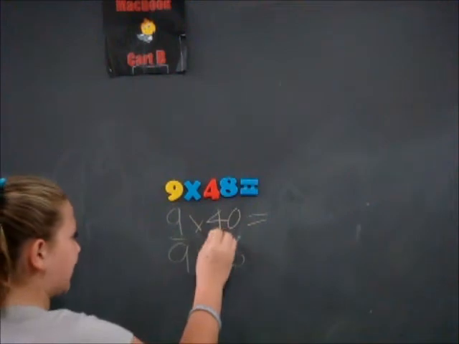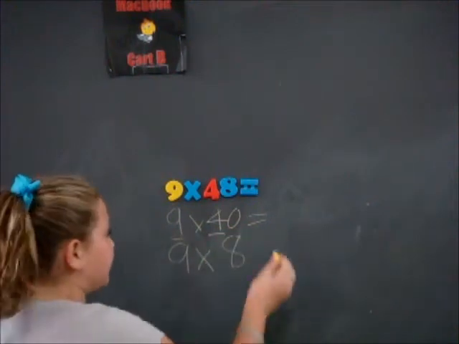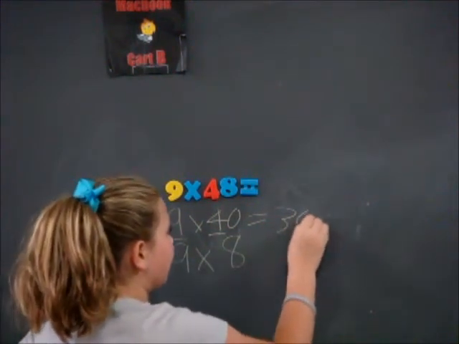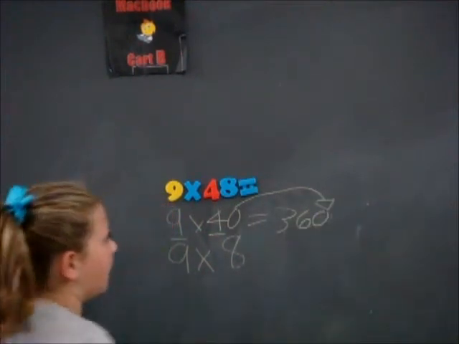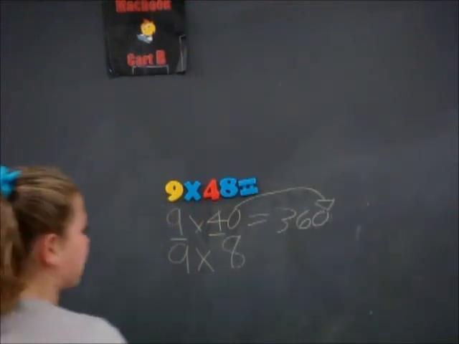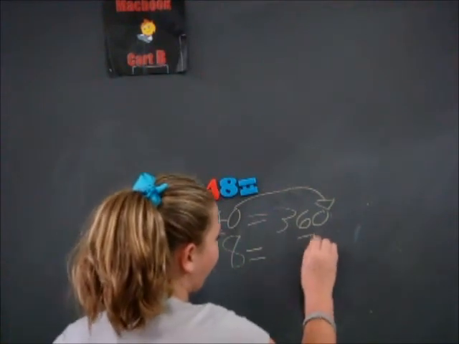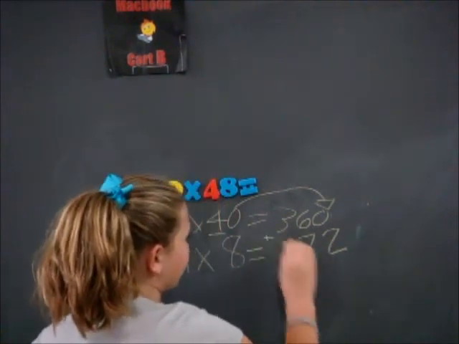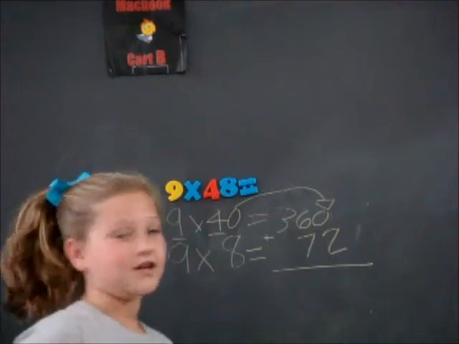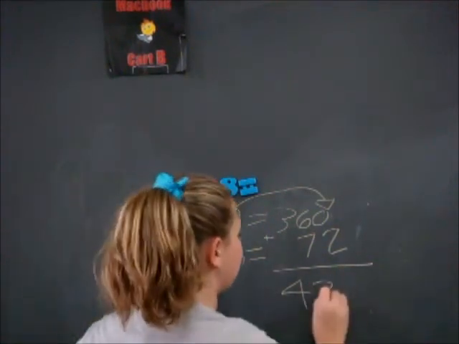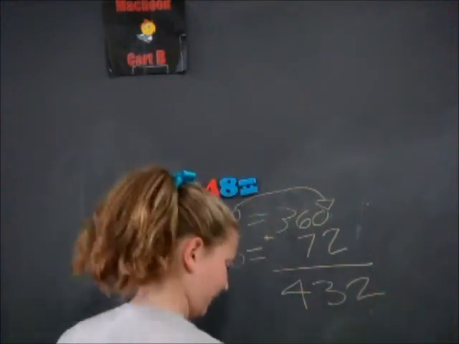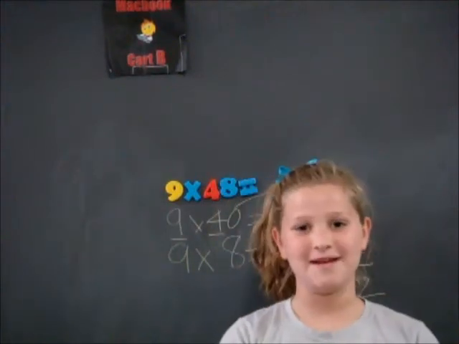you would really just do 9 times 4, which is 36, and then put the 0 on the end. And then you would do 9 times 8, which equals 72, and add them together to get your final answer, which is 432. Thank you. Now over to Emily.